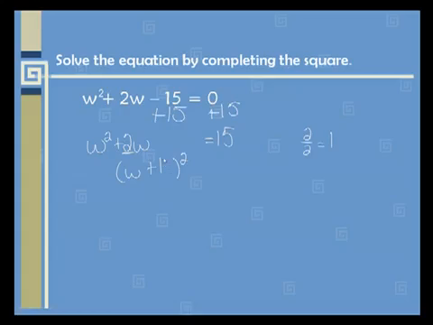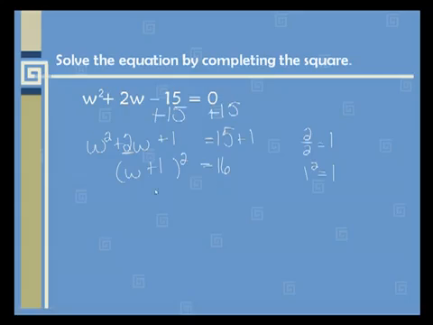My next step is to take this number, which happens to be 1, and square it. That means I'm going to take 1 and square it, which is 1. That's what goes here. Okay? Now, remember, I need to keep both sides of my equation balanced. So if I add 1 here, I have to add 1 there. So that gives me 16.